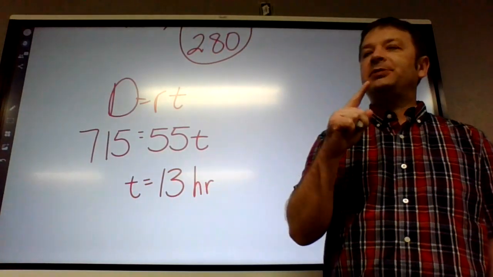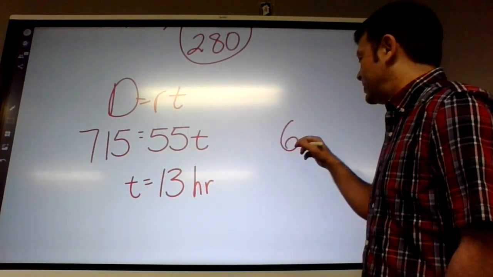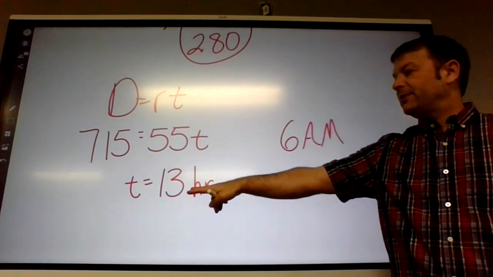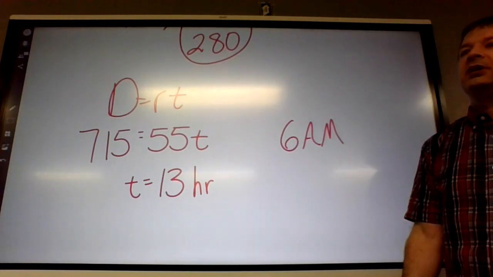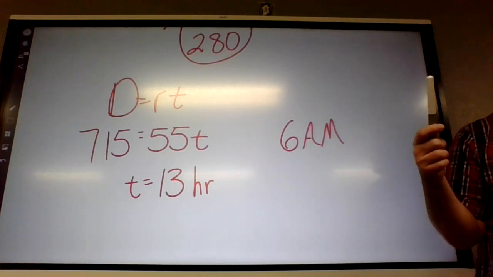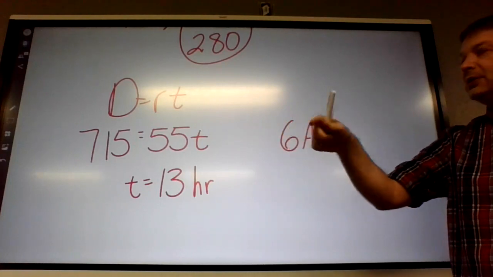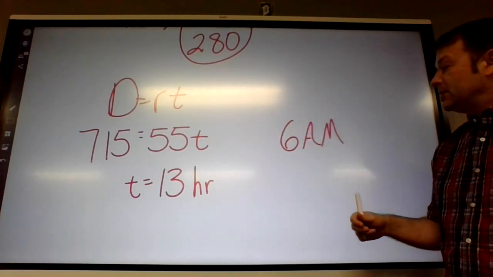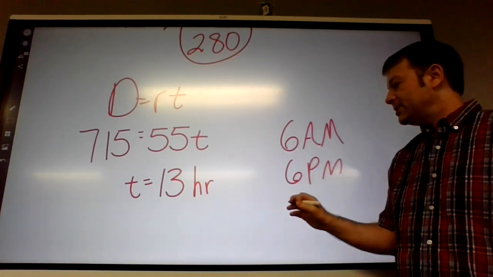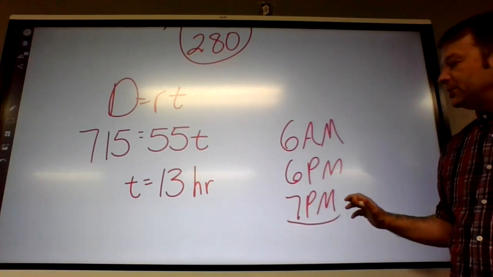So what time should their grandparents expect them? If they left at 6 a.m., what time of day is 6 a.m.? Okay, if they left at 6 a.m. and they're traveling for 13 hours, AJ, what time should they expect to get there? 7 p.m. Right. 6 a.m. plus 12 hours is 6 p.m. Do you guys know that? Yeah. It takes 12 hours to get around the clock. So if you go 1 hour longer than that, then that would be 7 p.m., 7 in the evening.